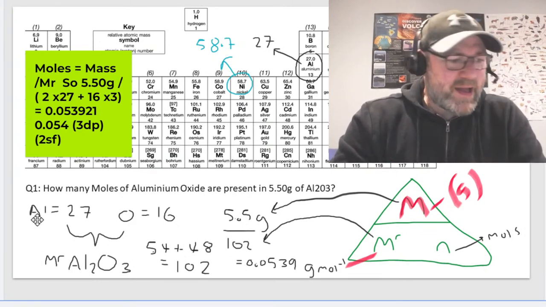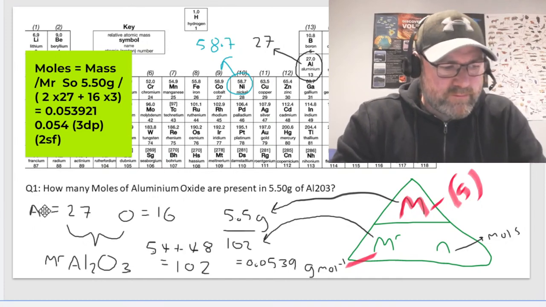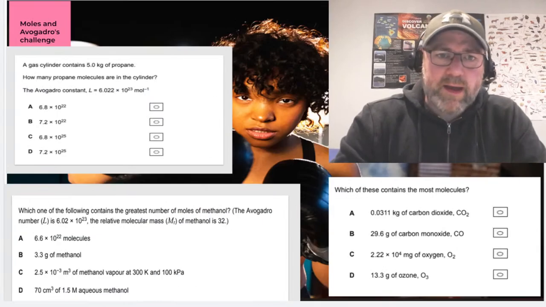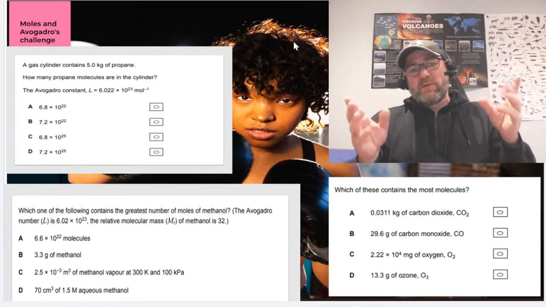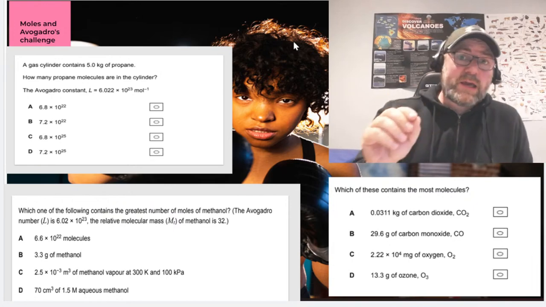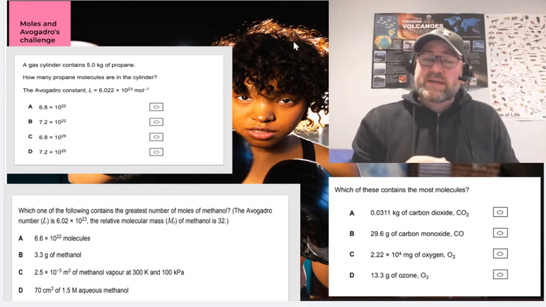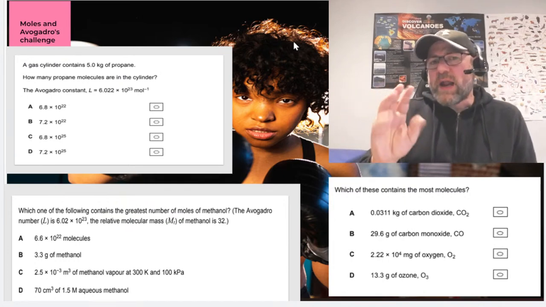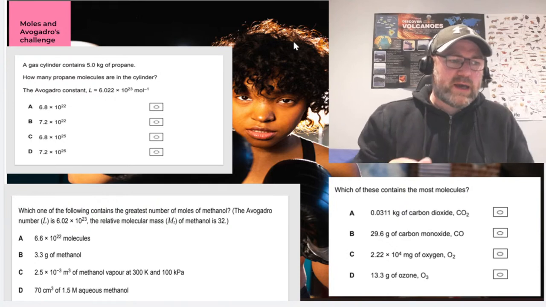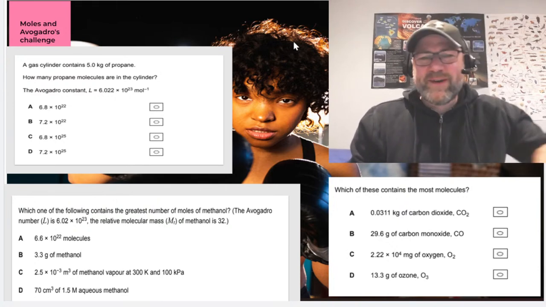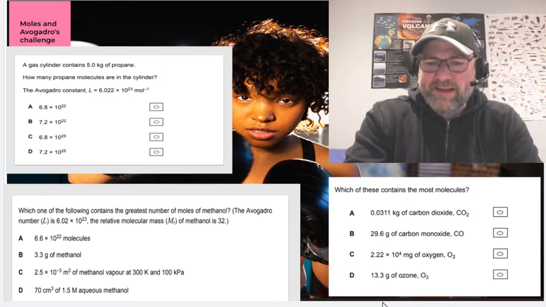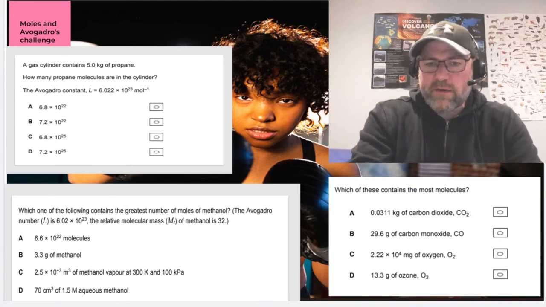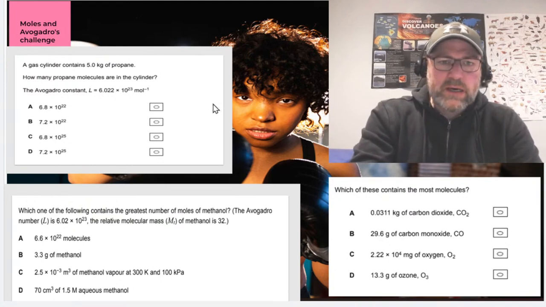Right. Let's have a little look. Okay. Got a bit of a challenge. These are AQA. Last week I used some OCR exam questions. These are some AQA multiple choice questions. You're going to have roughly a minute per question here. So see if you can come up with the three correct answers for these multiple choice questions.